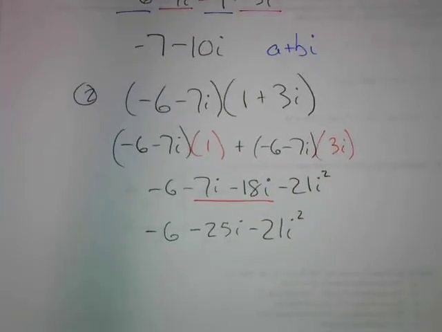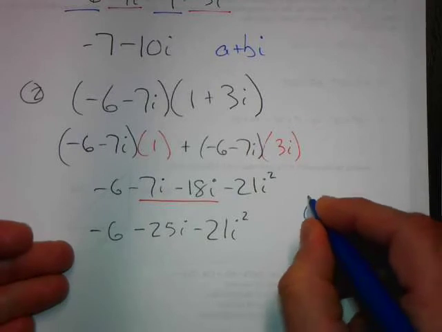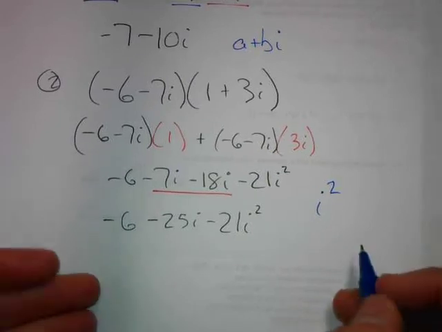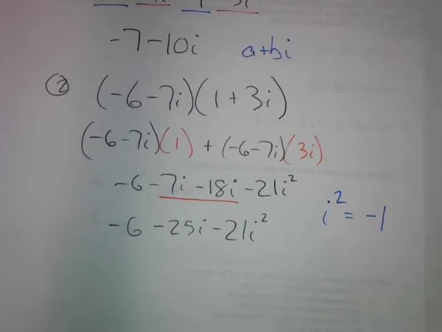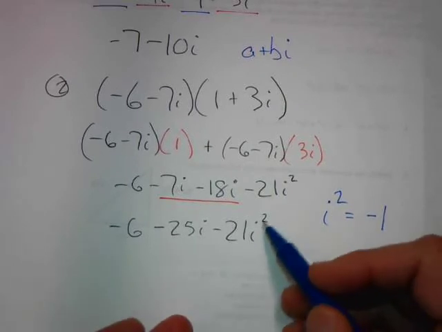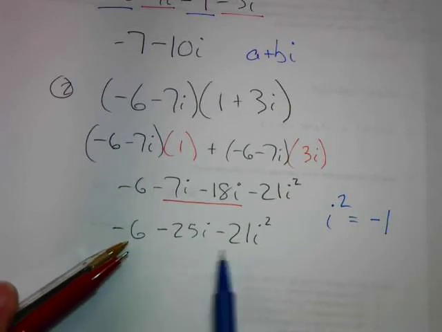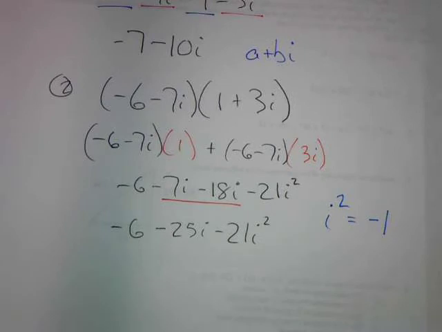And no, we're not, because we probably already forgot something from a previous lesson. We forgot something kind of magical about our good friend i squared. What is i squared? If you recall, i squared is -1. It's the square root of -1 times the square root of -1. So we have to remember that. We can't just leave this, because -6 and -21i squared are like terms, because i squared is -1.